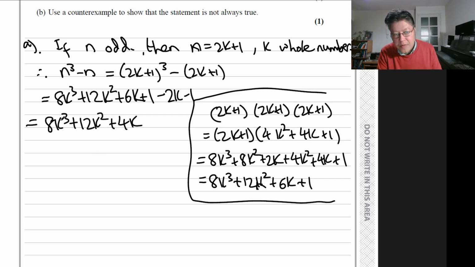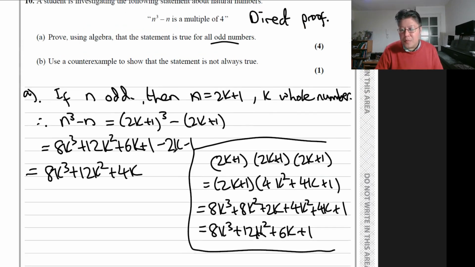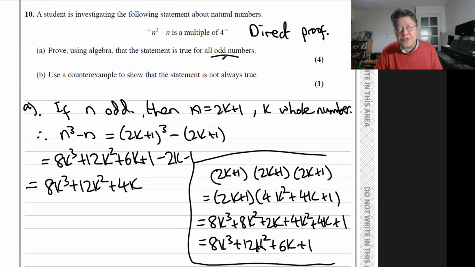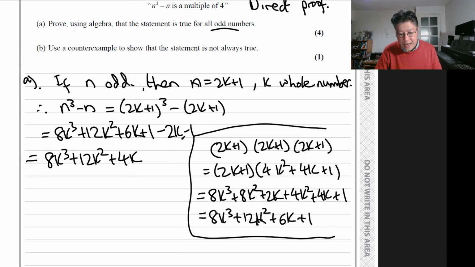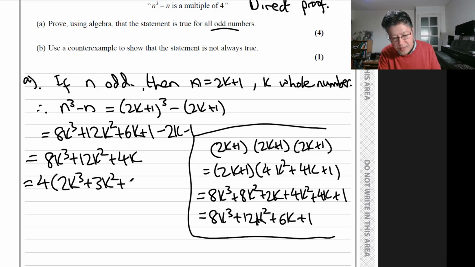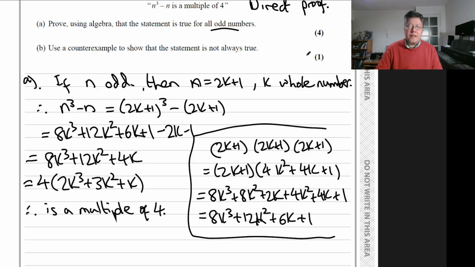And now, in order to show that something is a multiple of 4, we have to be able to factorize out a 4, and we can see that we can. There's a 4 on everything, so we can pull out the 4. Gives us 2k cubed plus 3k squared plus k, so therefore is a multiple of 4. And that's the direct proof.